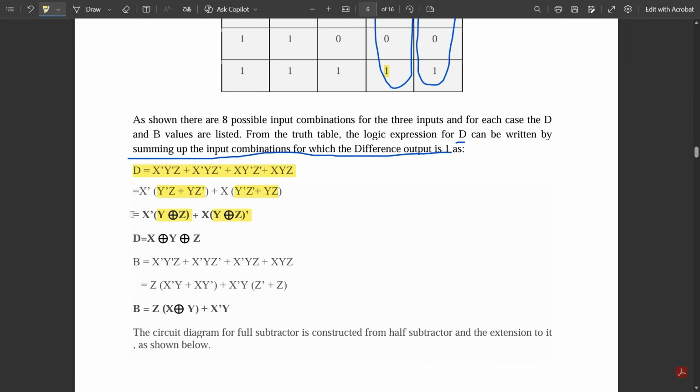So altogether these two expressions are of the form x bar and one term, plus x into one complement term. That's why this together would be the difference expression, that is x XORed with y XORed with z. So this is the difference equation for a full subtractor.